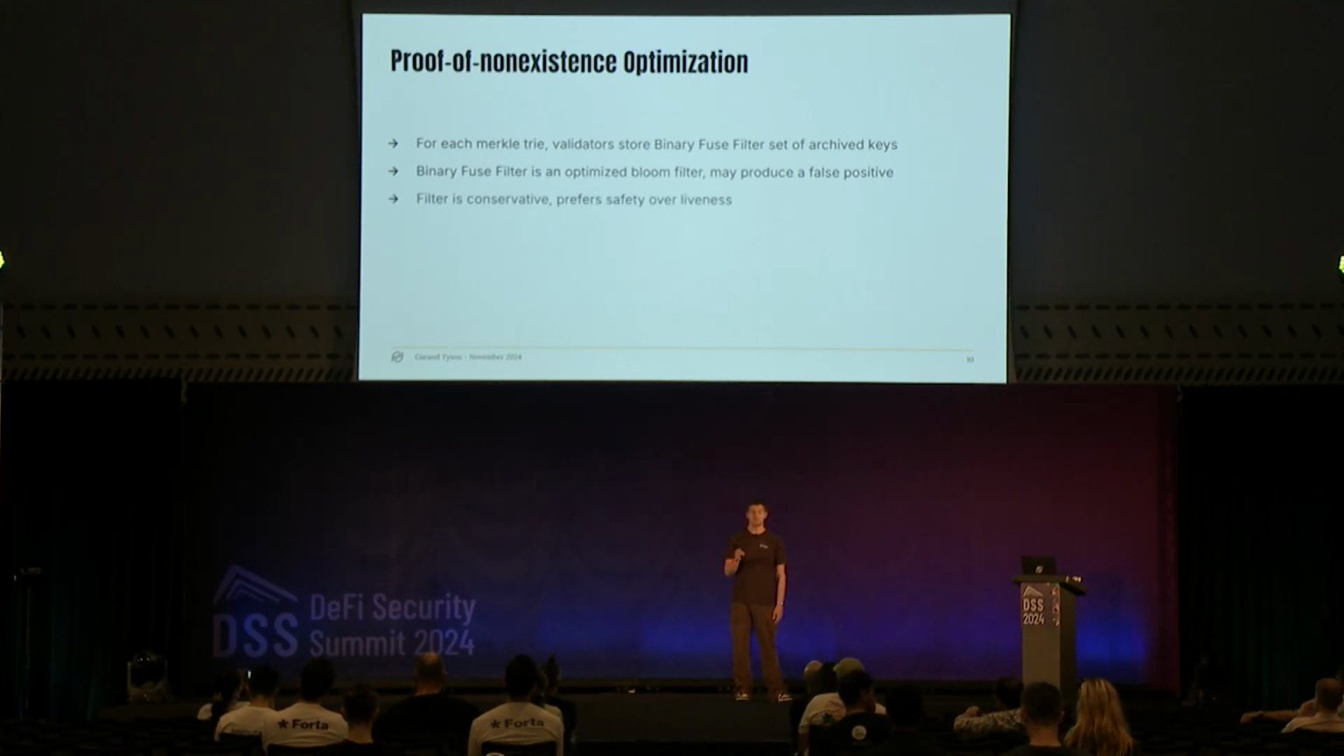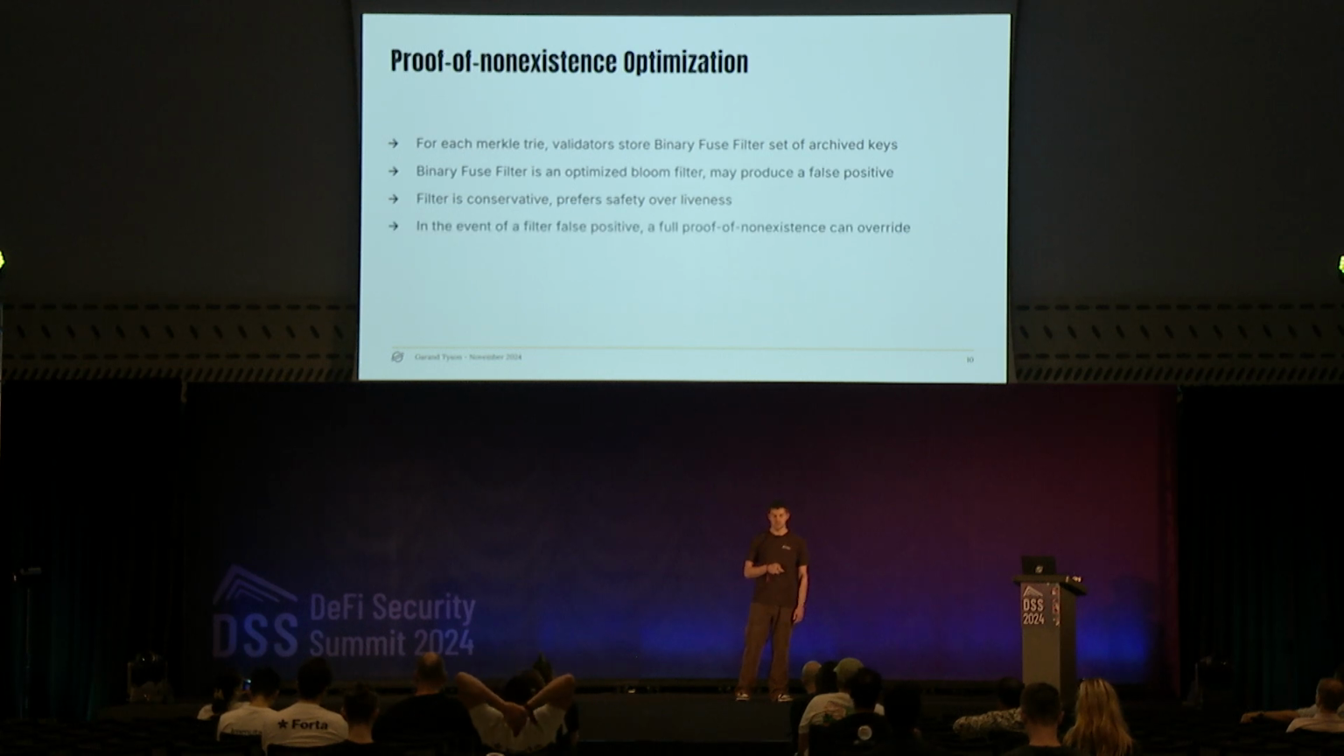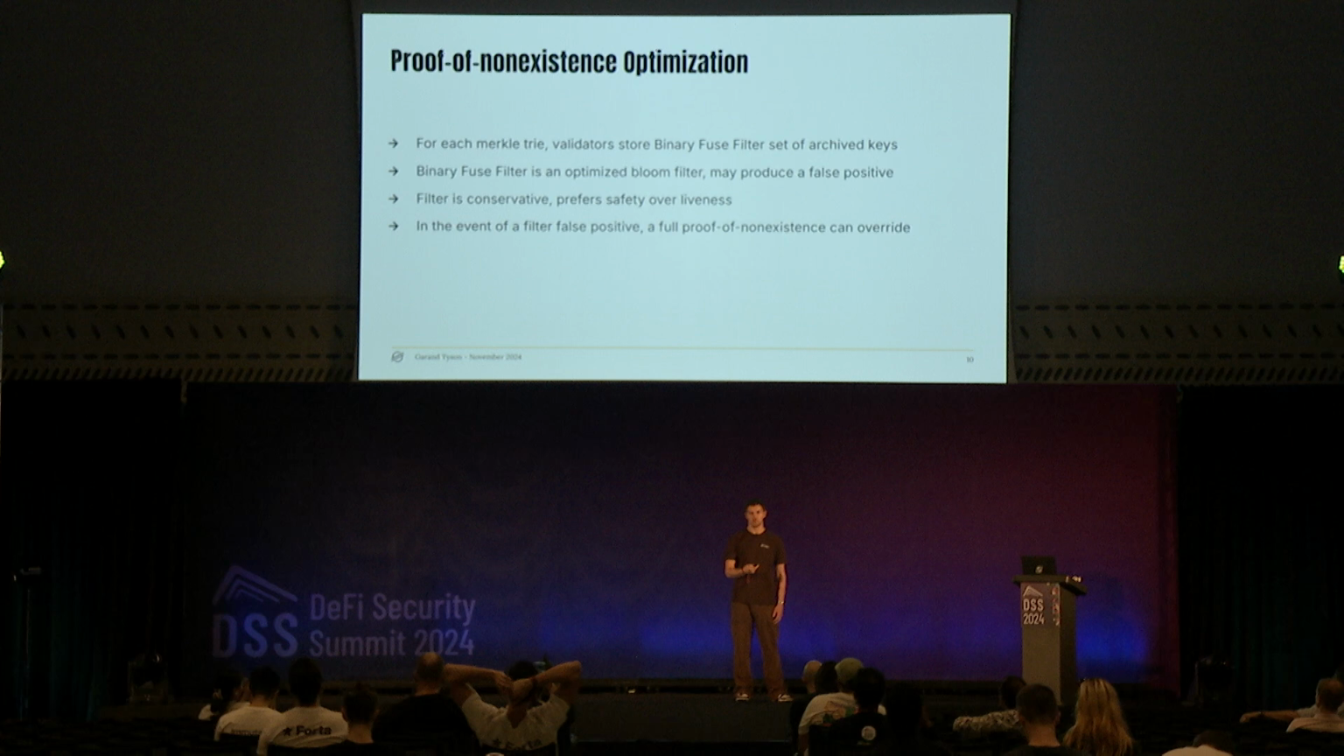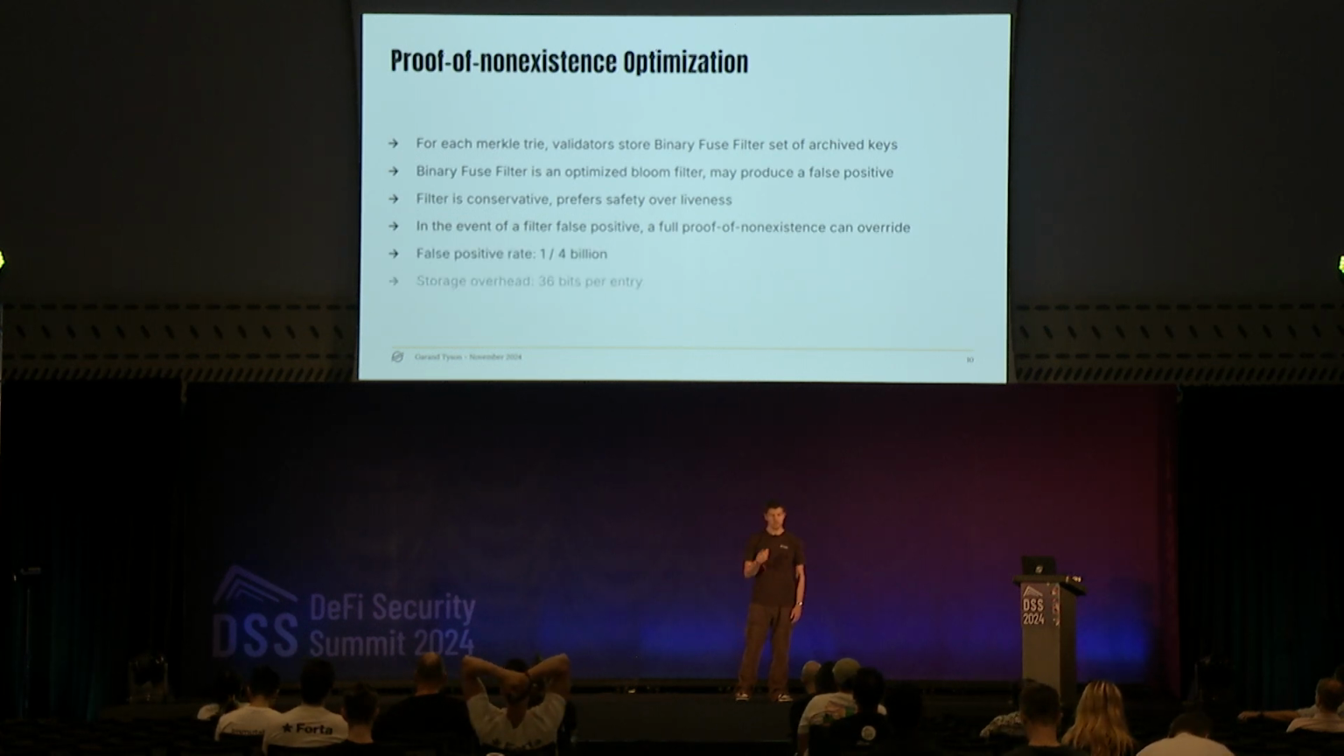What this means is that a false positive will sometimes not allow restoration of a valid entry, but it will never allow restoration of an invalid proof. Now, in the event of a false positive, you can always provide the real full proof of non-existence to override the false positive such that liveness can still be maintained. The reason we use binary fuse filters is that they're super efficient, and this has essentially zero storage overhead compared to the space savings we would have if we stored all of these archived keys as a traditional set.